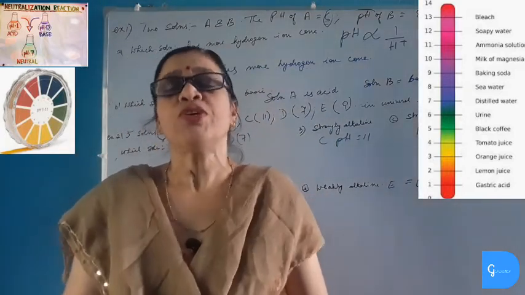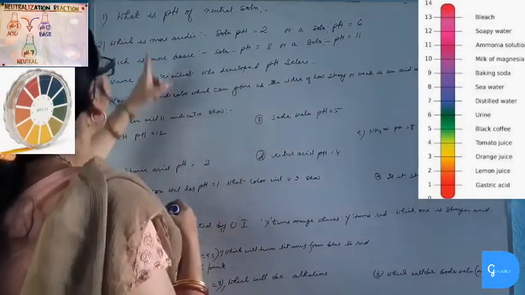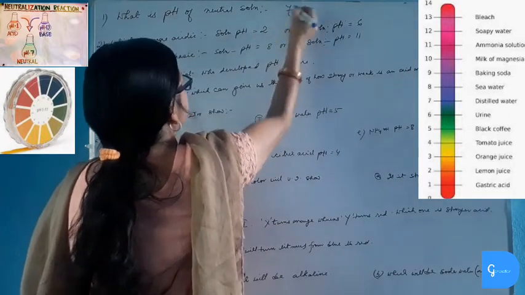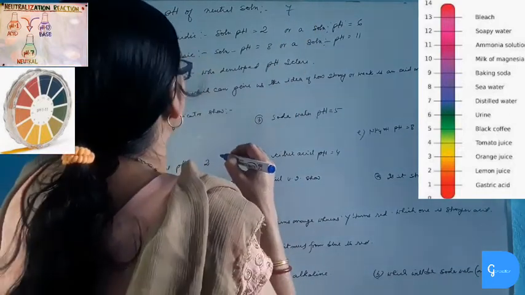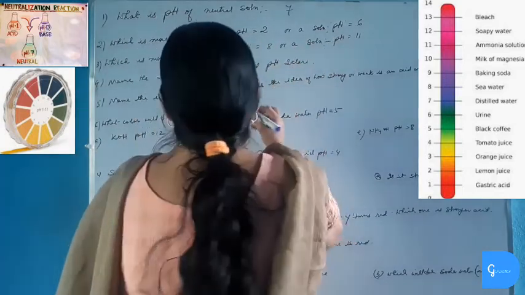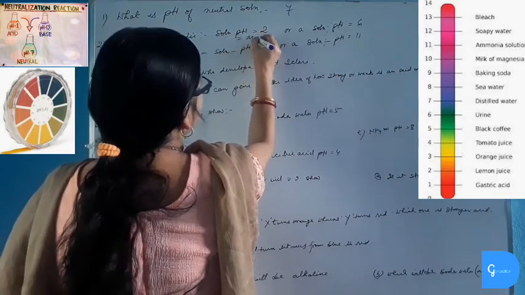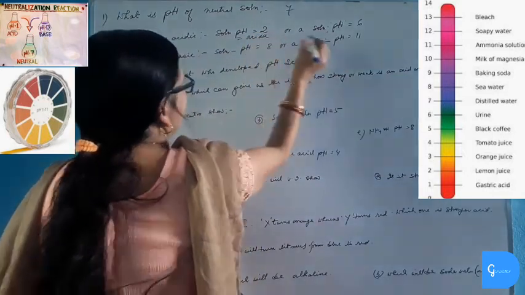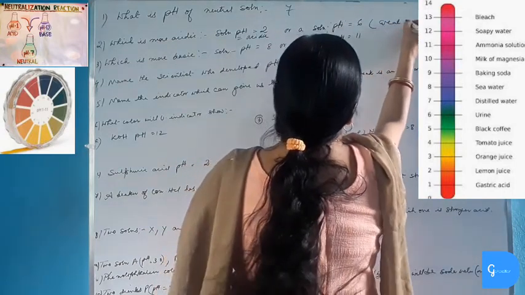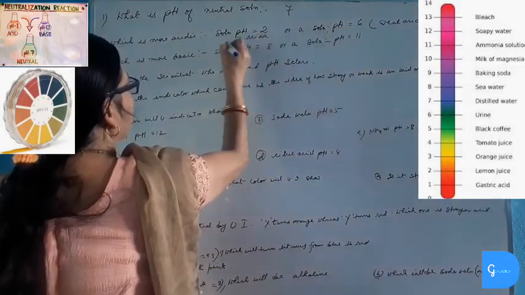Now we will go through some related questions based on this topic. Let's see this question. What is pH of neutral solution? pH of neutral solution is 7. Which is more acidic solution? pH 2 or solution having pH value 6? So solution having pH value 2 will be more acidic. Solution having pH value 2 will be strong acid.